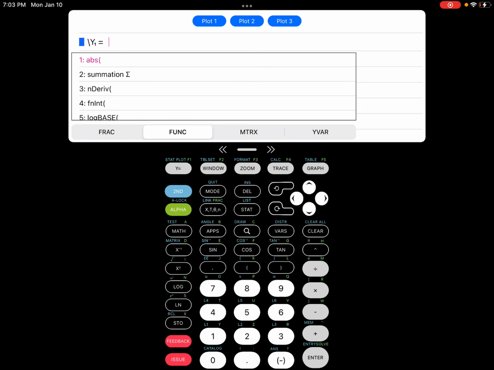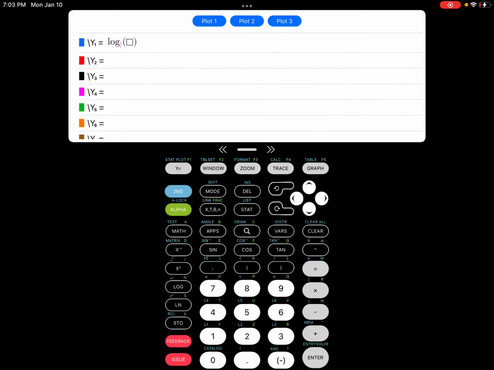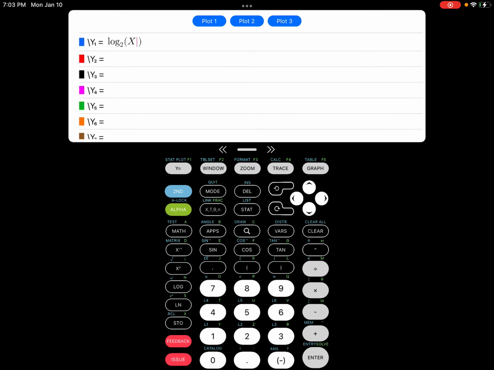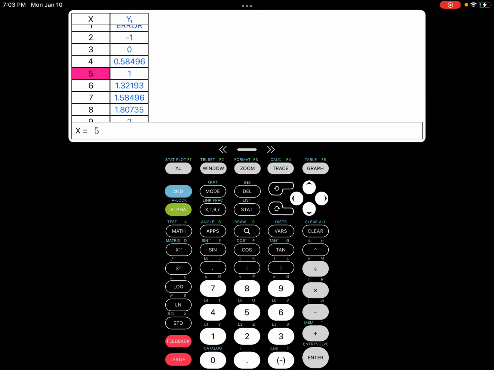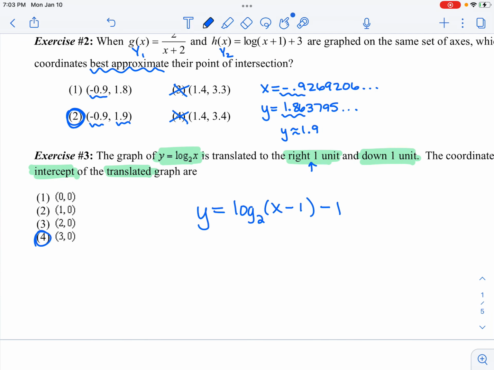Alpha window is the shortcut to get you to log base, which should be choice 5. I'm going to make the base 2. Then in the input to my log, I'm going to type in x minus 1, and then outside another -1. Let's just go to the table, and we're looking again for the x-intercept. So we're looking for what x is equal to when y is equal to 0, and I see that here at a value of 3. So let's come back here, and I can see that point at choice 4.